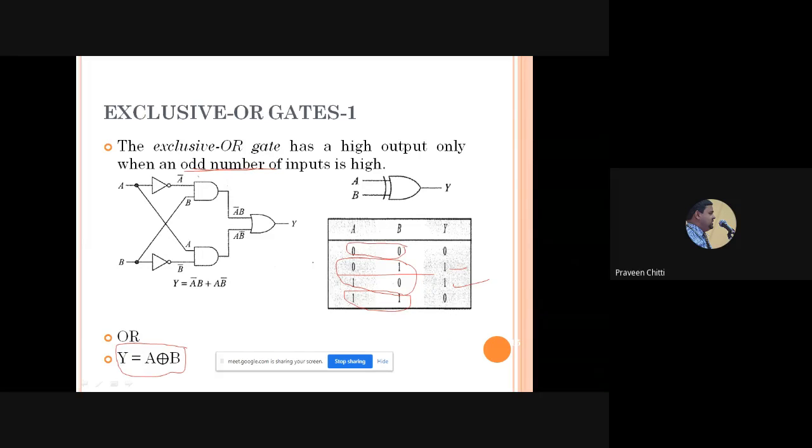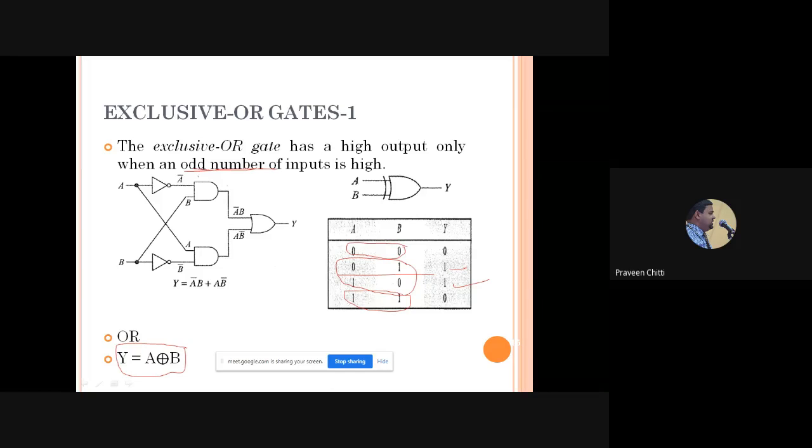So can you tell me what is the minterm corresponding to this first input combination? A is 0, B is 0. So how do you represent this input combination in terms of the inputs A and B? A bar, B bar. A bar, B bar, exactly right. This second one, how do you write? A bar, B. Third one? A, B bar. And fourth one? A, B. Right? These are the 4 combinations.